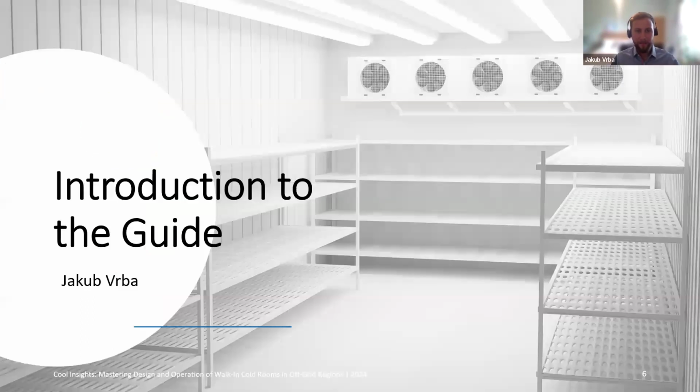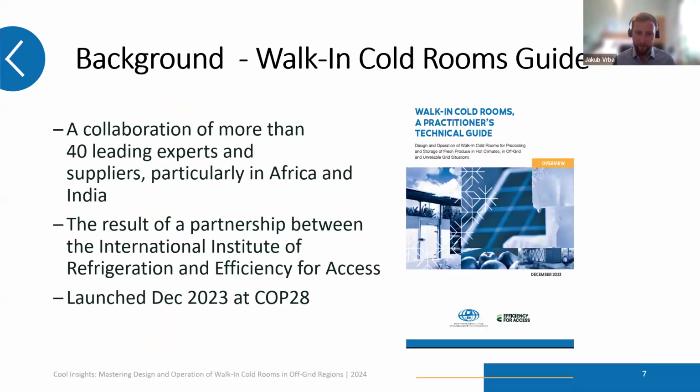Now let's turn the focus on the actual guide itself. The aim of the guide is to provide accessible and practical guidance for practitioners to specify, design, install, and operate walk-in cold rooms. We focus the guide on small walk-in cold rooms, usually up to the size of a 40-foot shipping container, and with the design focusing on pre-cooling and storing fresh horticultural and agricultural produce. So we are not talking about large cold rooms or sub-zero cooling for meat or fish. This is more focused on horticulture produce and relatively small scale.